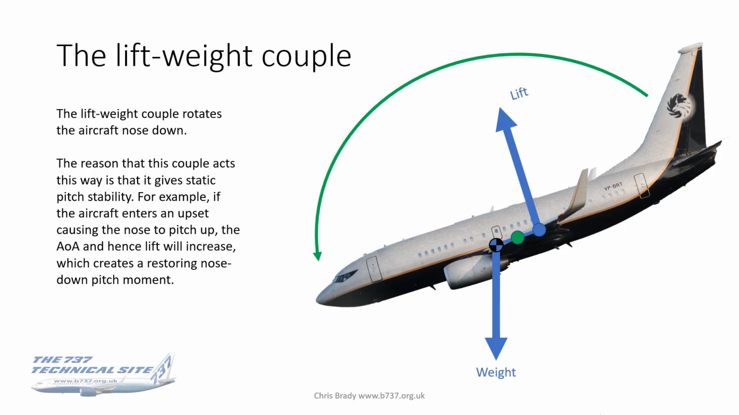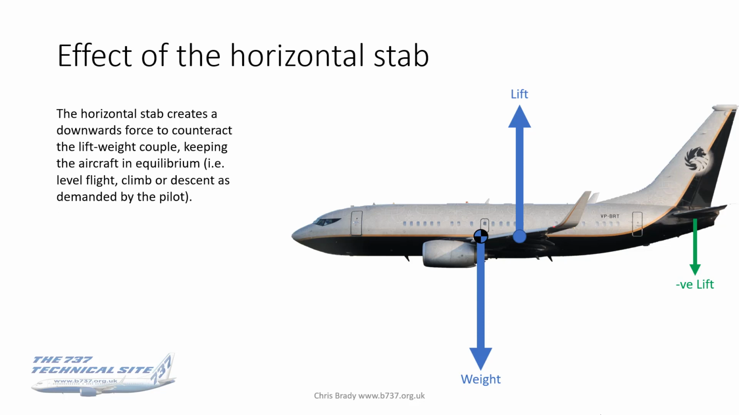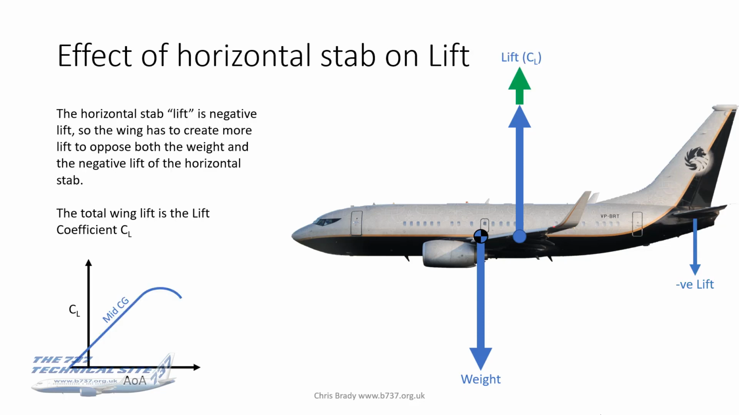Now, we clearly can't have the aircraft flying around trying to pitch down all the time. So what we've got is the horizontal stabilizer that acts to create a downwards force, counteracting that lift weight couple. That keeps the aircraft in equilibrium, in other words, continues it in level flight or climb and descent as demanded by the pilot. So the horizontal stab counteracts that lift weight couple. You can think of it as creating negative lift. It's creating lift in the downward direction.